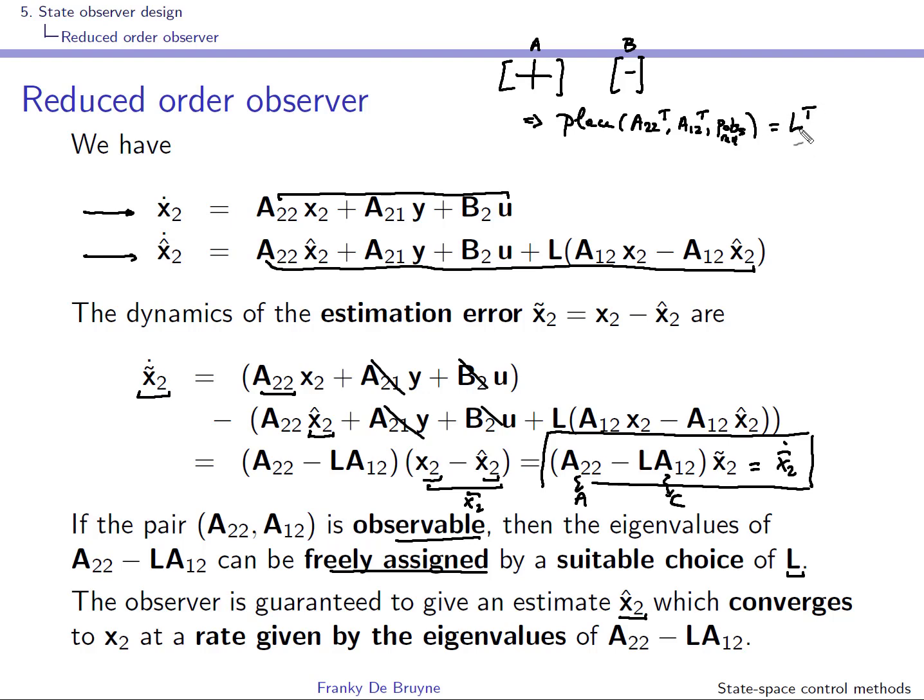Okay, remember that when you construct your reduced observer, you need not L transpose but L. And using this partition and the implementation that I've shown you previously, you have everything that you need to implement your reduced order observer in MATLAB Simulink.